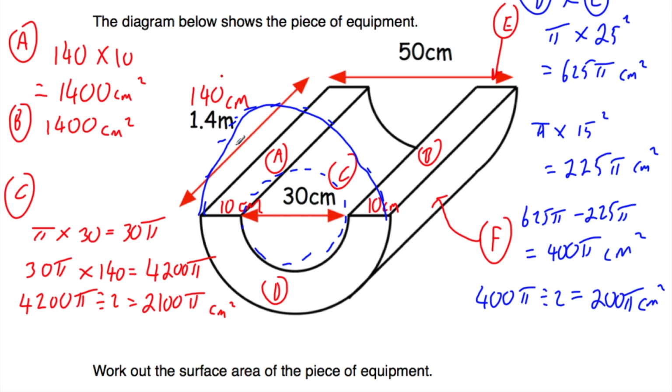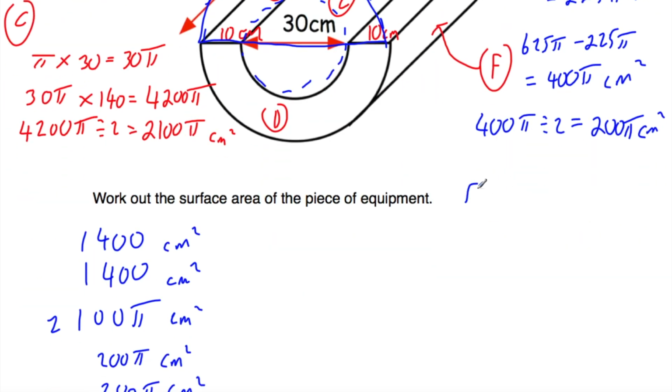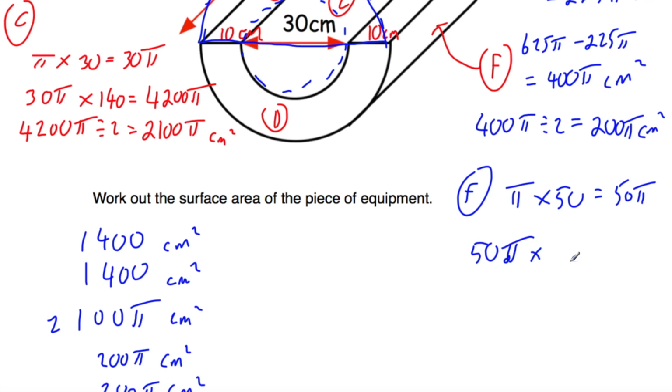So let's do that. So the circumference of the whole circle, well, it'll be pi times 50, because the diameter is 50. So we're going to do pi times 50, and that'll be the circumference of the whole circle, and then we'll times by 140. So that's 50 pi. And then we're going to take that 50 pi, the circumference of the circle, and times it by the length of the cylinder. And that'll tell us the area of the curved face of the cylinder. So 50 pi times by 140 is equal to 7,000 pi.